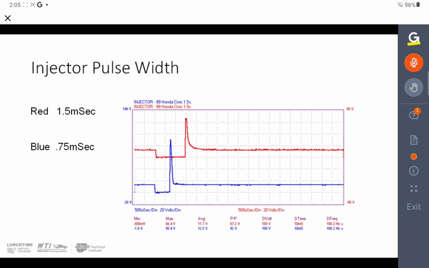So the red line is showing an injector pulse width that is roughly 1.5 milliseconds, and the blue injector pulse width line is showing an injector pulse width that's roughly 0.75 milliseconds. And again, this changes dependent upon RPM, it changes dependent upon load, engine displacement. There's a lot of variables as to how long an injector will be turned on for, also the conditions that the engine is under.